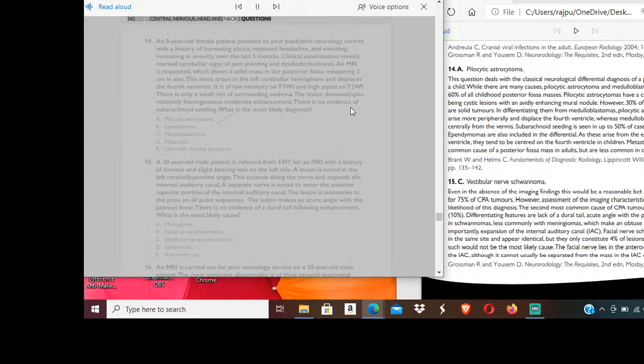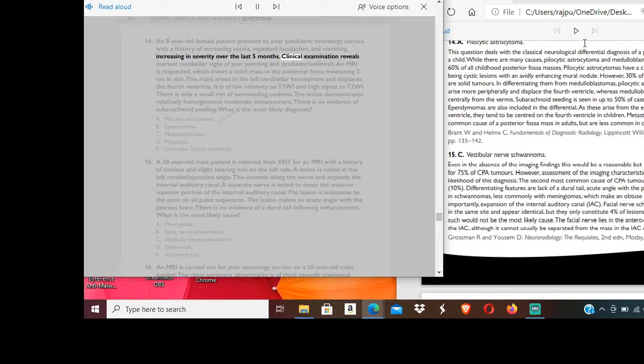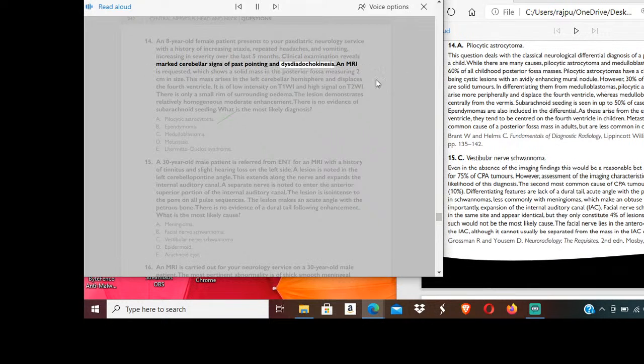242 central nervous, head and neck questions. 14. An 8-year-old female patient presents to your pediatric neurology service with a history of increasing ataxia, repeated headaches, and vomiting, increasing in severity over the last 5 months. Clinical examination reveals marked cerebellar signs of past pointing and dysdiadochokinesis. An MRI is requested, which shows a solid mass in the posterior fossa measuring 2 cm in size. This mass arises in the left cerebellar hemisphere and displaces the fourth ventricle.